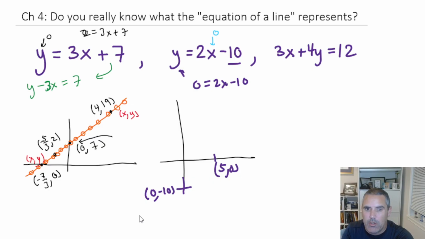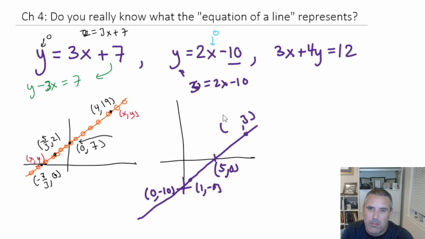You could get any other value you wanted. When you plug in a 1 for x, you get a negative 8. When you plug in a 3 for y, you put a 3 here, I get 13/2. All right. So the point of all that is, it is very common in applications that you might get the equation of a line like this.